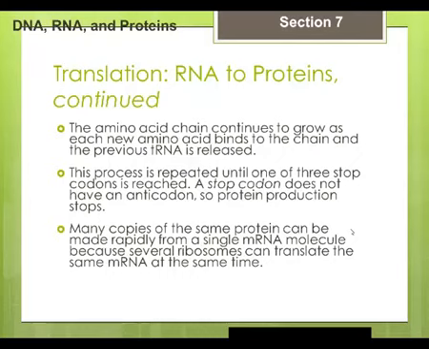Many copies of the same protein can be made rapidly from a single mRNA molecule because several ribosomes can translate the same mRNA at the same time. So what will end up happening is they'll attach in numerous locations along the mRNA, and this chain of proteins will build a lot quicker. Basically the saying, many hands make light work, that's the process that's occurring when many ribosomes attach to the same copy of mRNA.